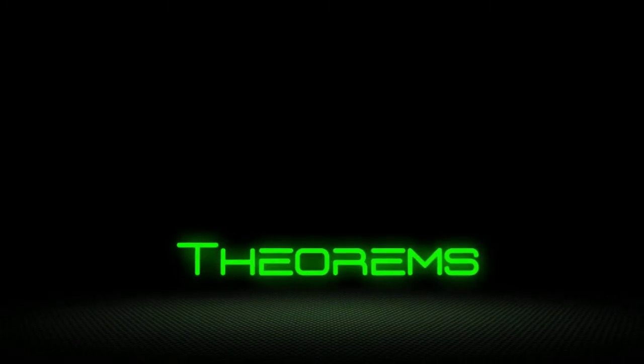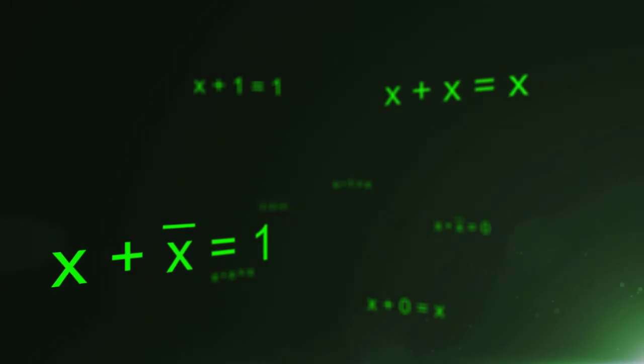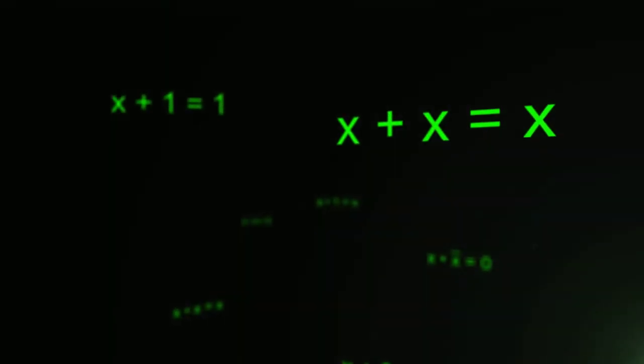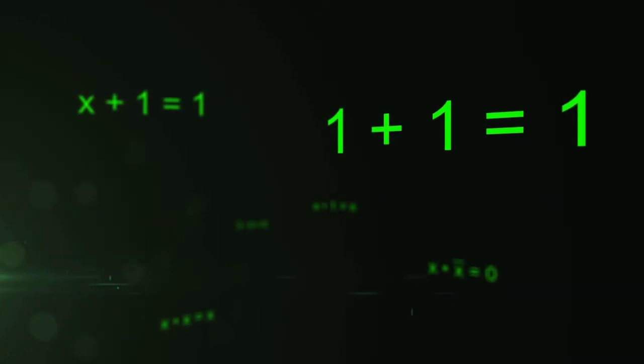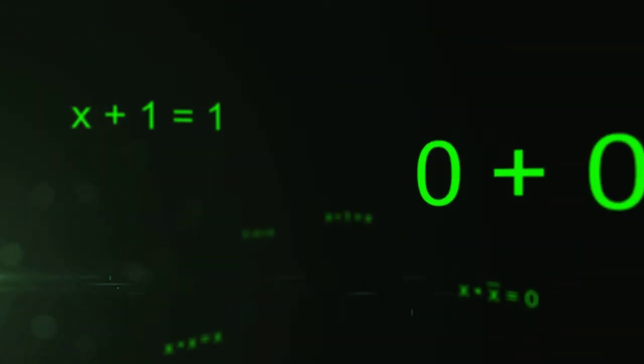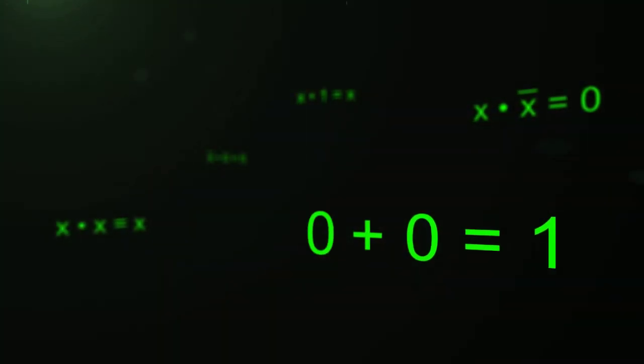Theorems. When x or complement x, result is 1. When x or x, result is x. When x or 1, then the result is 1. When x or 0, the result is x.